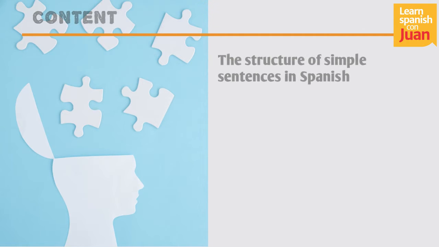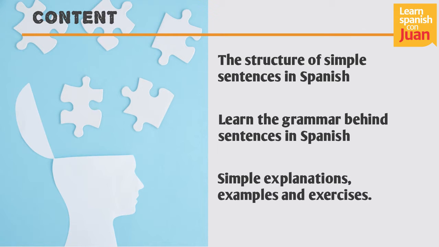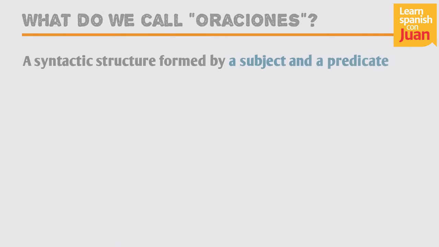This time, we will analyze the structure of simple sentences in Spanish, that is, the parts that compose them. This topic is very important because it will allow you to identify the essential components of sentences so that you can communicate meaningfully and know the grammar behind what you say at the same time. We will focus specifically on how to identify the subject and the predicate of sentences with simple explanations, examples, and exercises. Let's start. What do we call oraciones in Spanish?